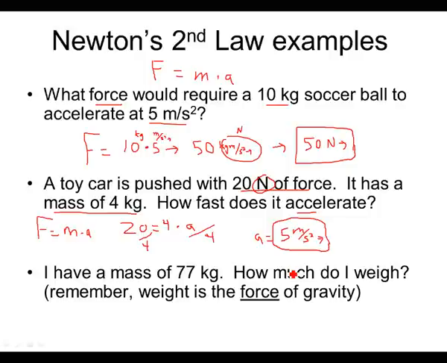Okay, they're all variables. The last one seems a little bit more difficult, but really it's not. I have a mass of 77 kilograms. Okay, so that's going to be the m. How much do I weigh? Remember, weight is a measure of the force of gravity. So whenever you see weight, that's force. Okay, weight's the force of gravity. So again, F equals ma. Keep saying the same thing.